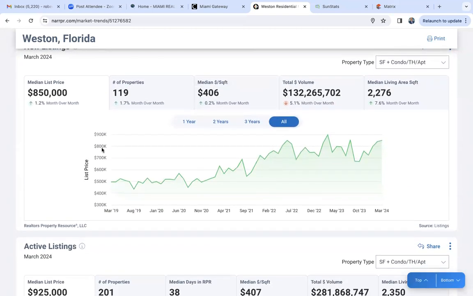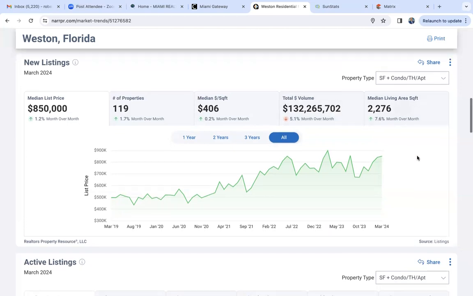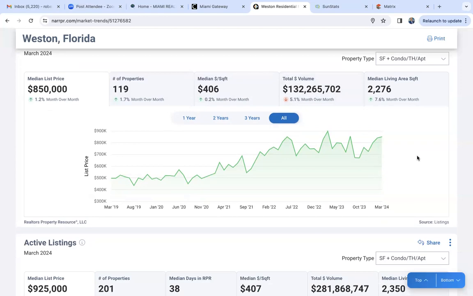Okay, you got new listings here. There's 119 properties active for sale in Weston. That's 1.7% more than the previous month. The median price per square foot in Weston is $406 a square foot. The total volume of listings in Weston is $132 million. And the median square foot living area of a home in Weston that's for sale is 2,276 square feet.